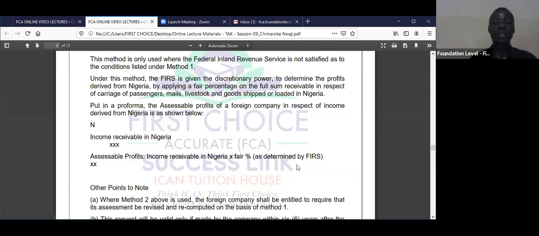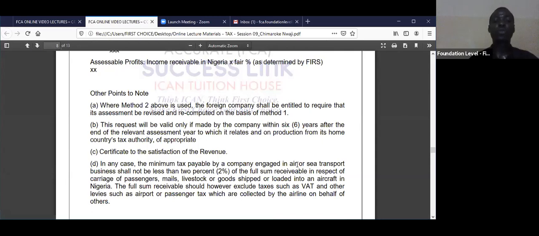But the other point you need to note is that when method 2 is used, the foreign company shall be entitled to require that its assessments be revised and recomputed on the basis of method 1. So they may not be agreeing with that fair percentage that the government is using. They might say, I have the right to make a case that you use method 1 to handle my situation. This request will be valid only if the company makes it within 6 years after the end of the relevant assessment year to which it relates. All right? So you have seen that.